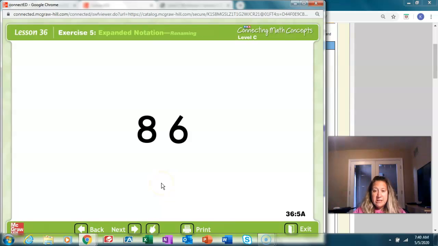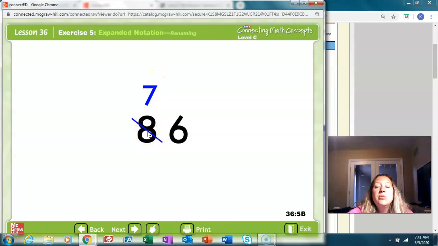So, what number is this? 86. And what is the simple place value fact for 86? 80 plus 6 equals 86. So now we're going to write the new place value fact for 86. What number are we going to cross out? The 8. And we're going to replace it with, what's 10 less? 10 less than 80 is 70, right? So we put the 7 up here in the tens column.